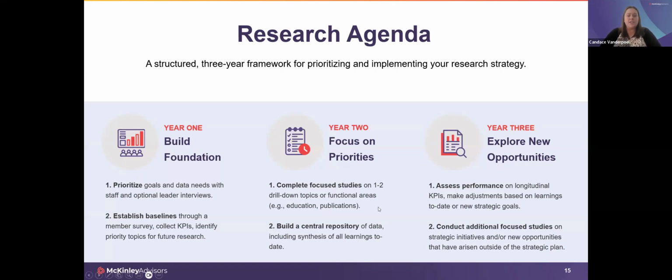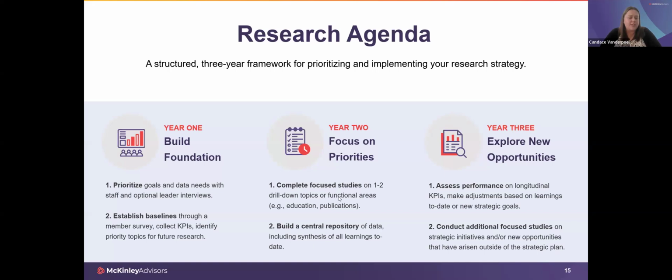In year 1, you're really building your foundation. This is where you look at your organization's strategic goals and priorities, and how to collect the data and information you need to answer questions or move forward on those priorities. It's also a chance to establish your baseline, which could mean determining your KPIs, the things you want to keep track of over the years, regardless of how you're collecting that information. Maybe in your first year, it is a member survey asking broad-based questions, as well as focusing on those strategic priority topics.